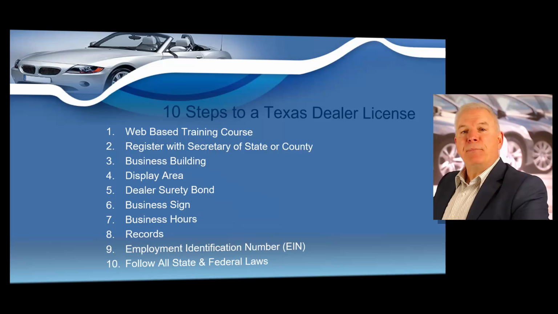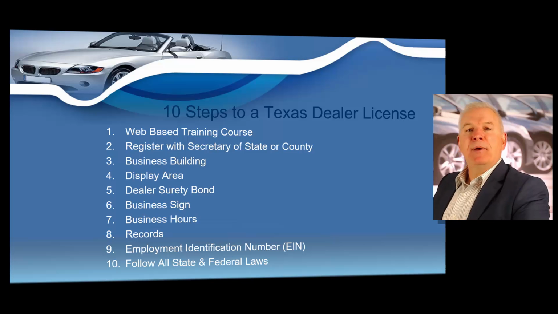You must have a display area that has sufficient space to display 5 of the vehicle types that you'll be selling as a dealer. The display area must be the same address as the building that houses your Texas dealer's license, and the display area may be outside the building or inside the building. You must always make sure that your vehicle inventory is separate from any other business customer parking. The display area may be located outside the building, inside the building, or a combination of both.